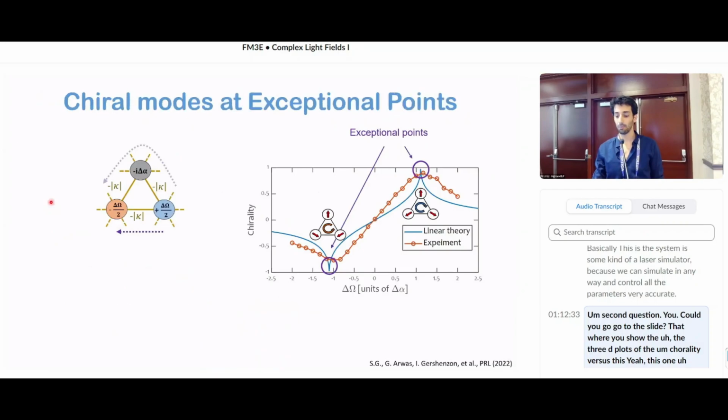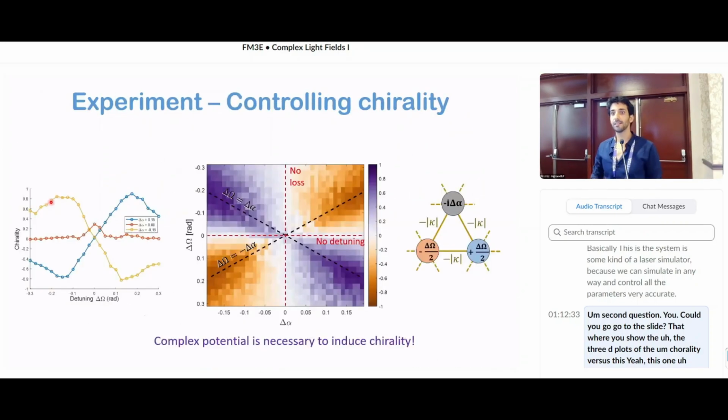versus this? Yeah, this one. Could you explain a little bit why, if you look at the left figure, there is a non-zero chirality of the red curve when delta omega is 0?